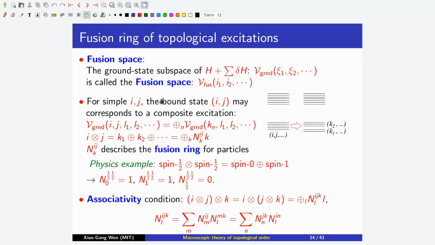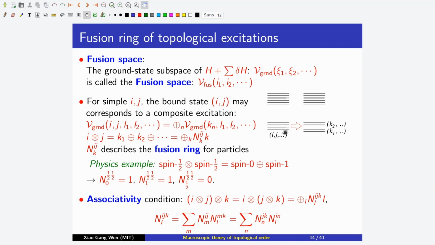Okay, let's start. In the last lecture, we started to discuss the excitation in topologically ordered states, or actually in general in any gapped state. The idea is that in a gapped state, it is easy to define an excitation by using an energy trap. So we just modify the Hamiltonian by some energy trap. Then the ground state of this modified Hamiltonian is viewed as an excitation.